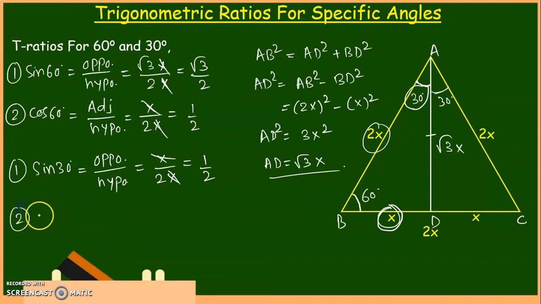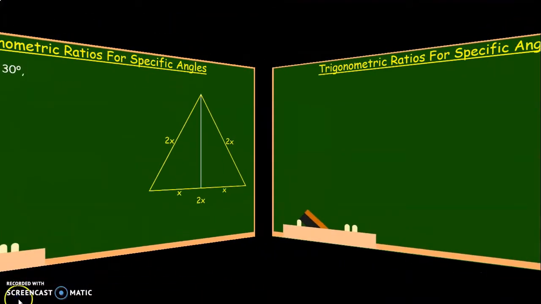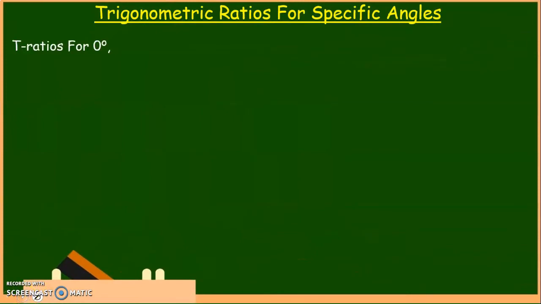And if you want to find out the value of cos 30, the formula is adjacent side divided by hypotenuse. So for this 30 degrees, the adjacent side is root 3x and the hypotenuse is 2x. So here we get the value of cos 30 equal to root 3 by 2. This way we can derive the value of any trigonometric ratio for 60 degrees and 30 degrees. Now let's derive the values of trigonometric ratios for 0 degrees.